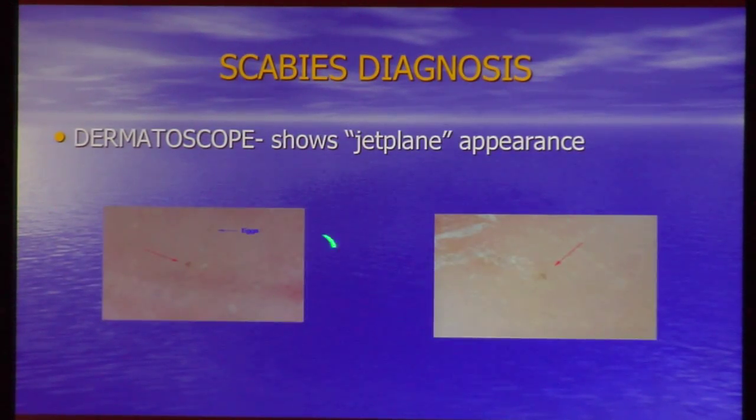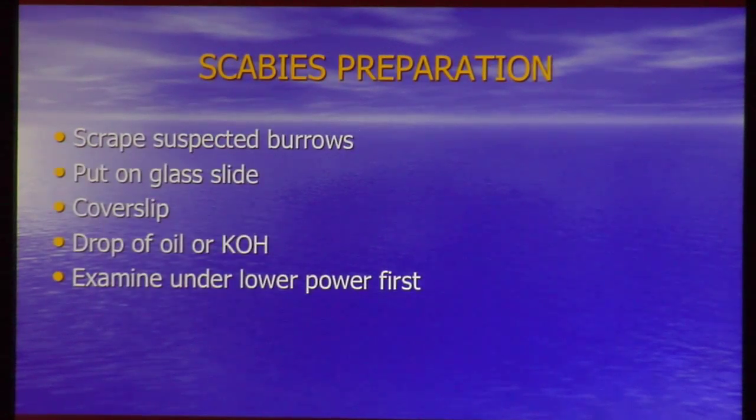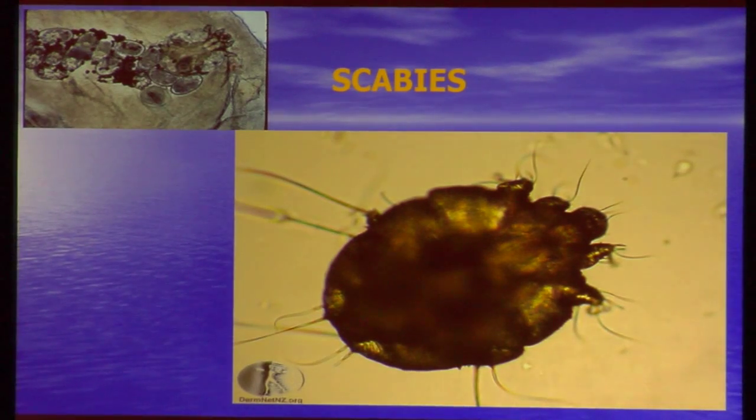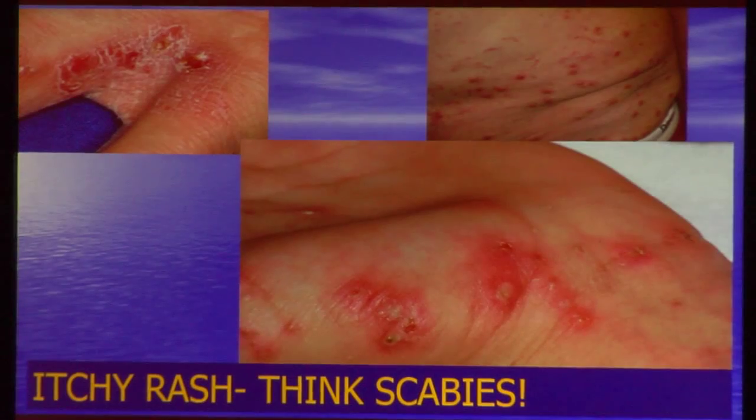And there it is, a jet plane, tiny little dot in the burrow. And that's what you'd want to grab. If you want to get a specimen, you scrape some stuff in the areas of the infection, you wipe it with your 15-blade on the glass slide, put a cover slip. You can use oil or KOH, examine under low power, and if you're lucky, you'll see Mr. Mite here. And on that note, itchy rash, think scabies.